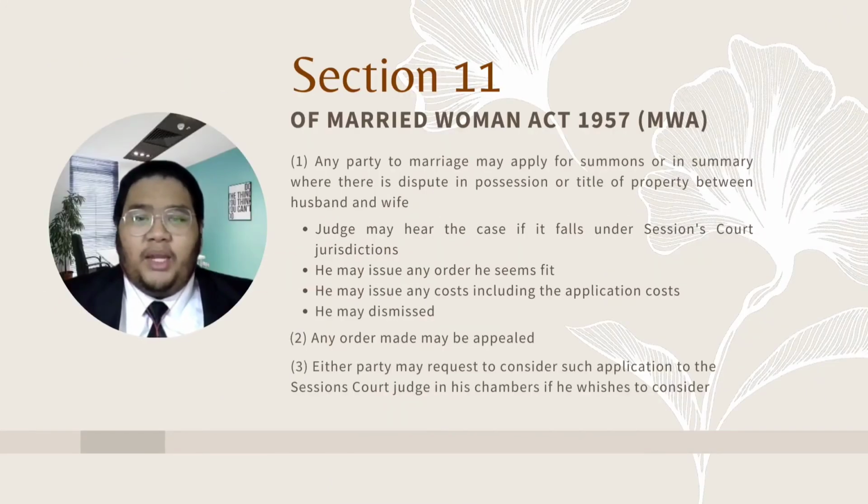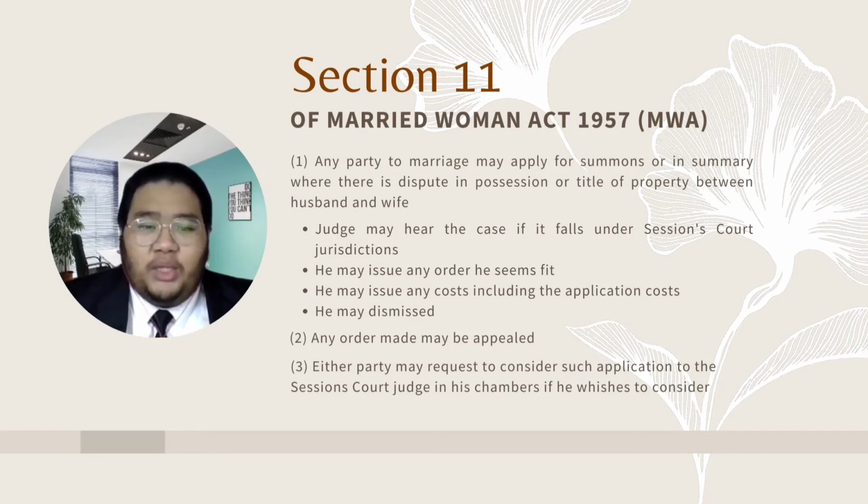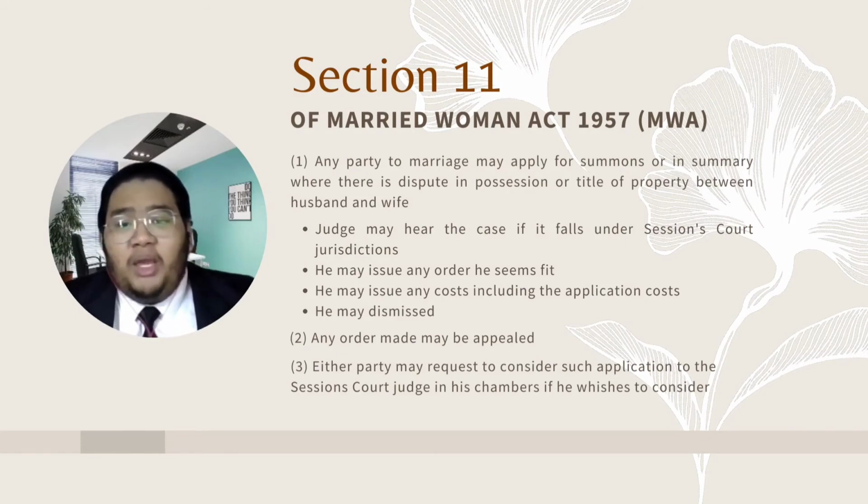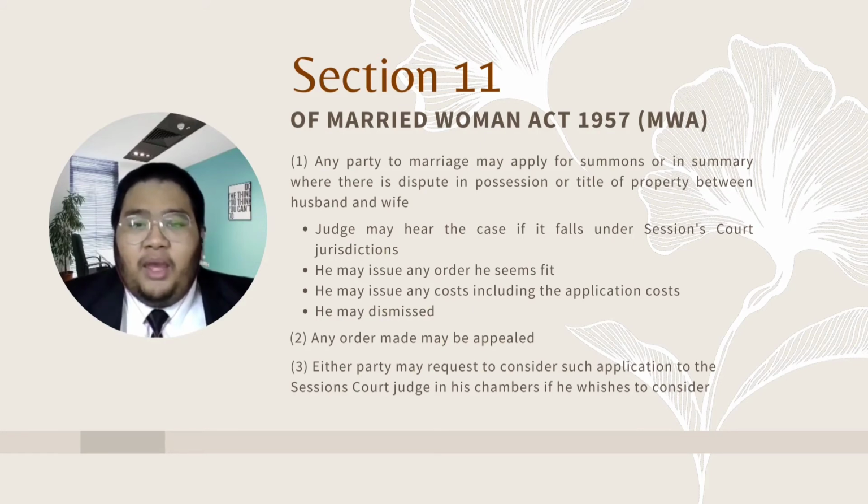Section 11 of the Married Women Act 1957, subsection 1 explains that any party may apply by summons or otherwise in a summary manner to any judge of the High Court in any dispute between a husband and a wife as to the title or possession of property, or if the property's worth falls within a session court's civil jurisdiction, the session court judge will hear the case. The judge or session court judge may issue any order he sees fit with respect to the property in dispute, as well as the cost of the application, or he may order that such an application be dismissed, and that any inquiry into the facts in question be conducted in the way he deems appropriate.